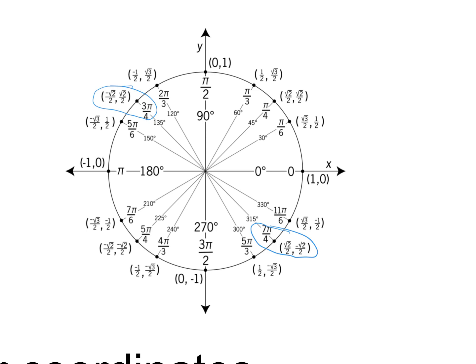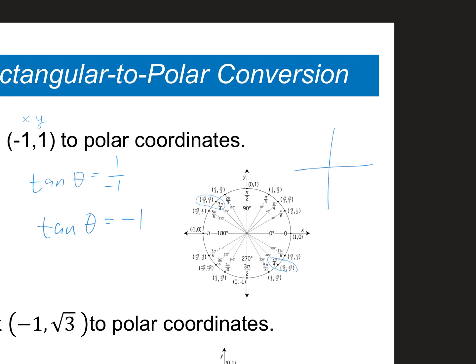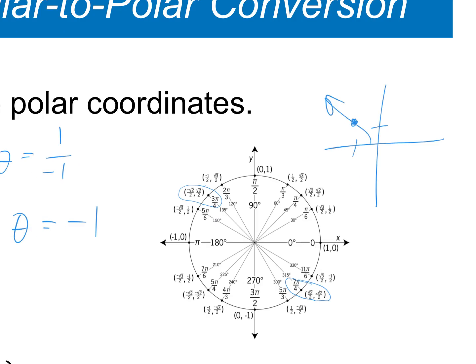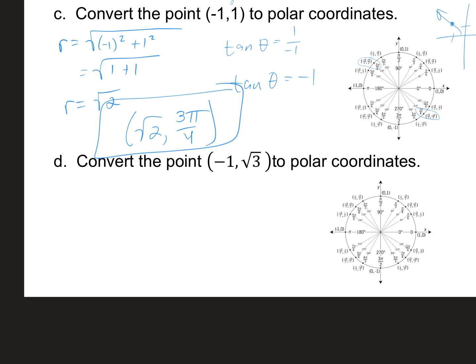Now, how do you figure out which one they're talking about? Well, plot the point that they gave you. They gave me negative 1, 1. So negative 1, 1, where is it? What quadrant? It's in quadrant 2. So which angle are we talking about here? 3 pi over 4. Perfect. Good job. Does that make sense, guys? It's not that awful. All right, let's do the last one.